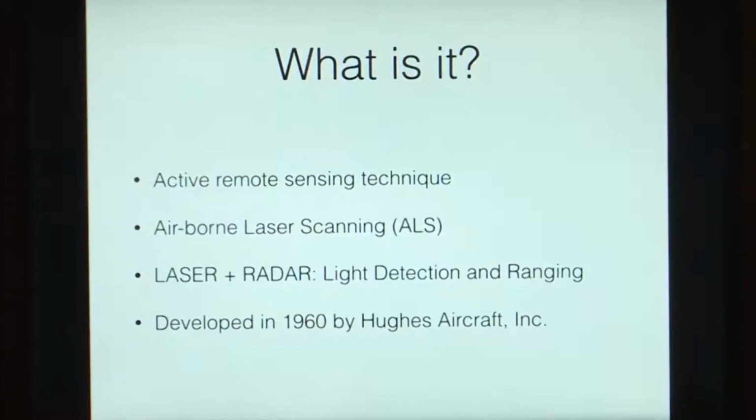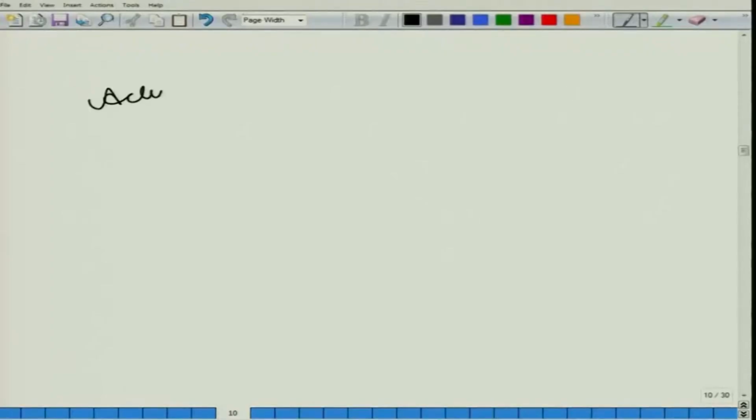So this week covers the ways of measuring the height of a tree. Lidar is another method of measuring the height of a tree. So what is Lidar? Lidar is an active remote sensing technique. So now to divide this word into its parts, it is active remote sensing.